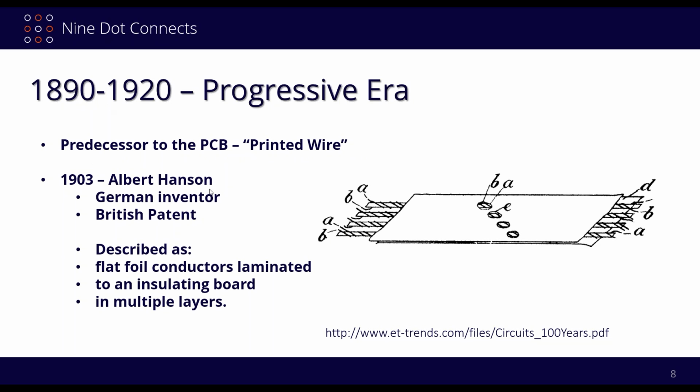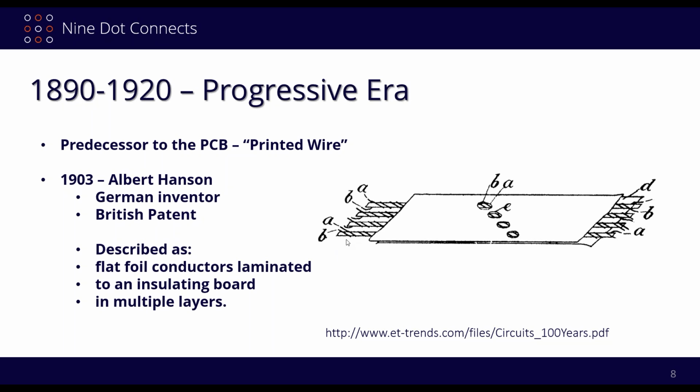Nevertheless, during this period of time, we start seeing the first concept of the printed circuit board. And it's in 1903 by a fellow by the name of Albert Hansen. He was a German inventor, and he got a British patent for this. And what's interesting about this is how it is described. It's flat foil conductors, which you see over here going from A to B, to an insulating board in multiple layers. Well, that basically describes the modern-day PCB.